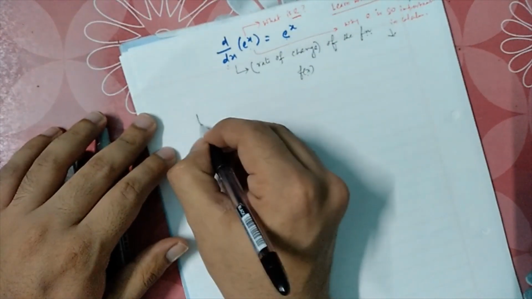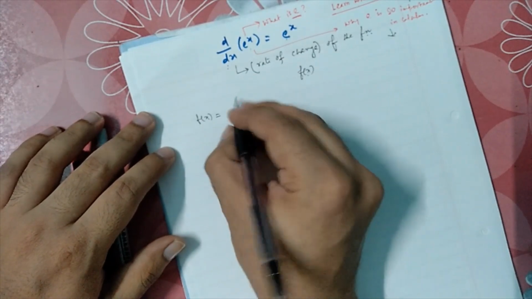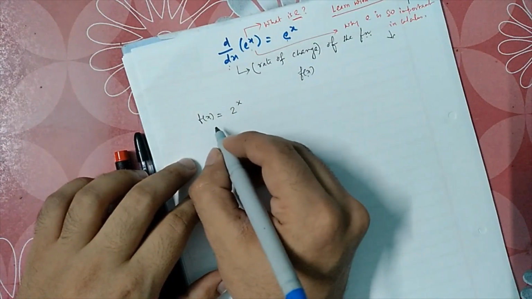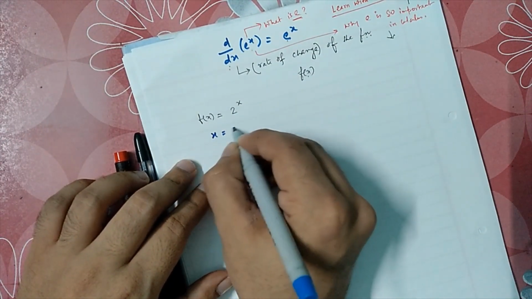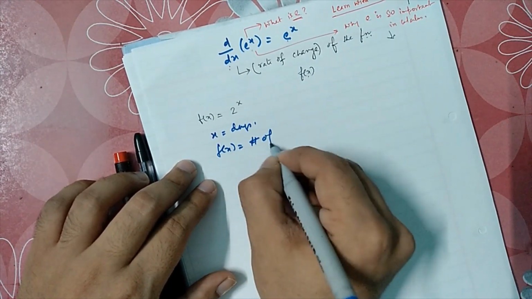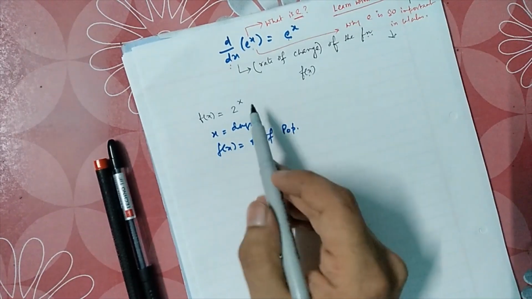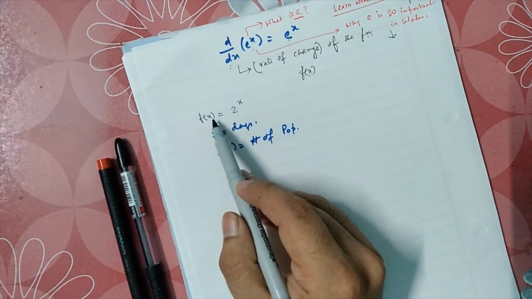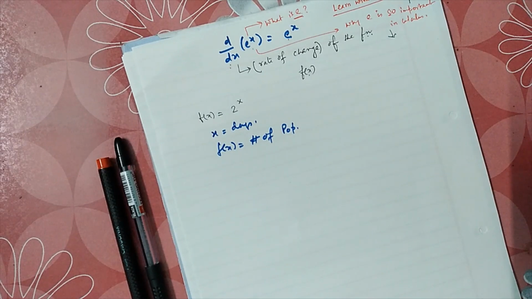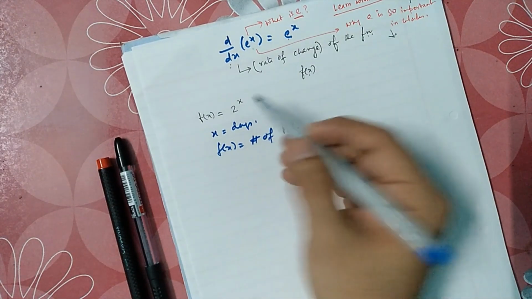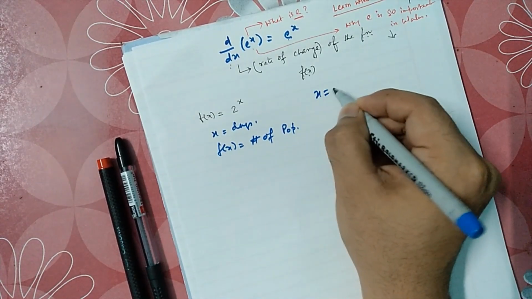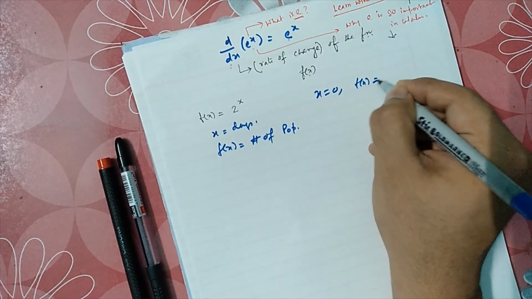Suppose f(x) is equal to 2 to the power x. In language, suppose x is equal to days and f(x) is equal to the number of population. So it says that in x days the population is 2 to the power x, and every day it changes by multiplication by 2. That means if x is equal to 0, then the population f(x) was how much?